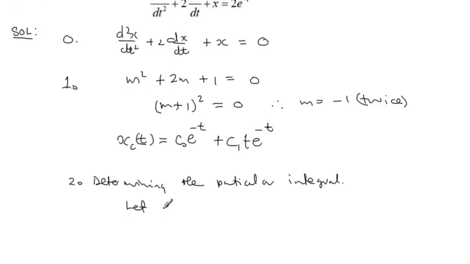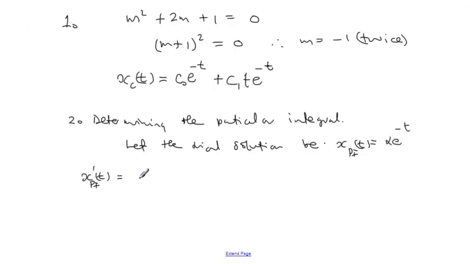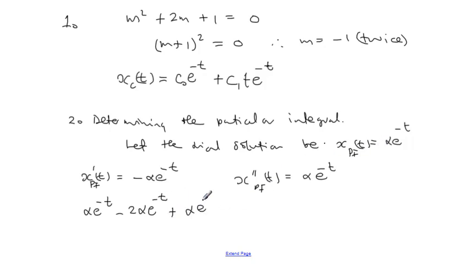Then we let the trial solution be. We start by using x particular integral equals alpha e to the power minus t. Now differentiating, we get minus alpha e to the power minus t, and in the second derivative we get alpha e to the power minus t. Now substituting on the left hand side of the equation, we should have the second derivative, which is alpha e to the power minus t, plus 2 times minus alpha e to the power minus t, plus x, which is alpha e to the power minus t, equals the right hand side, which is 2 e to the power minus t.